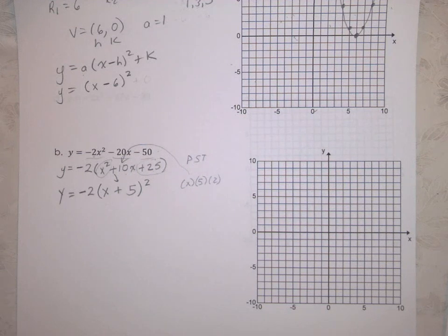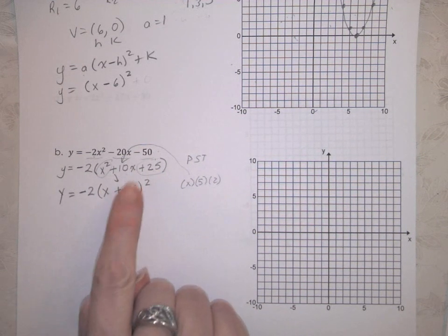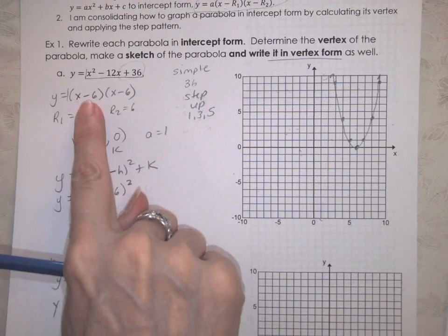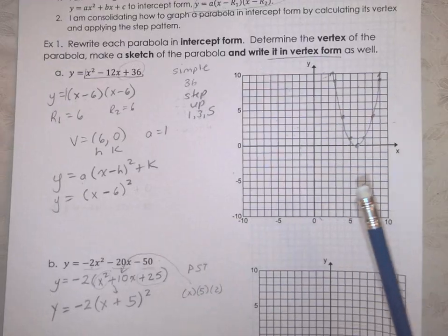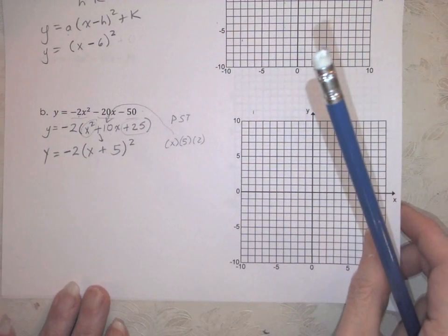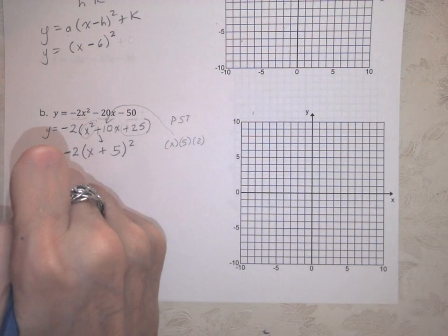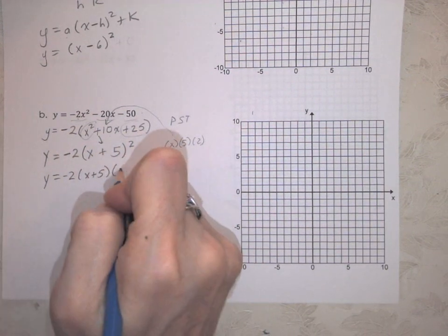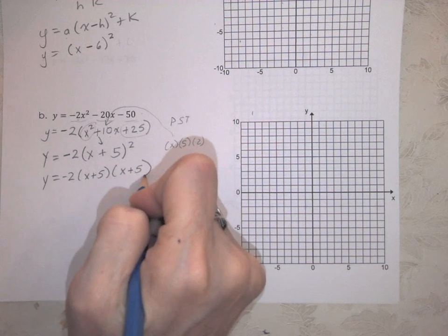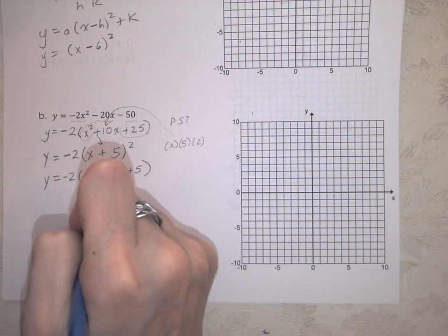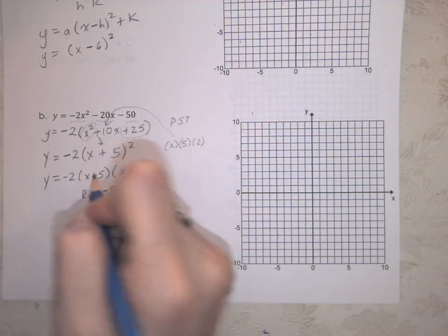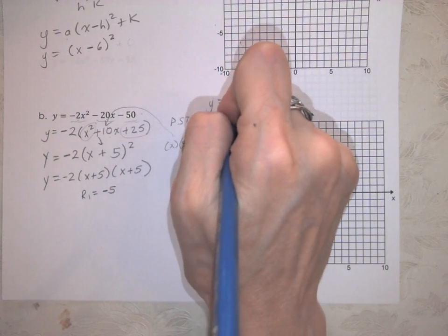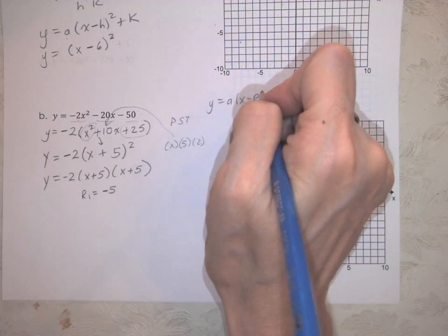If we hadn't noticed that and done a simple trinomial inside, we would have got x plus 5 times x plus 5. Much like up here, we got x minus 6 times x minus 6 by treating it as a simple trinomial. In either case, we still want to exaggerate it so it looks like intercept form. So we want to write this binomial out twice. And then that shows us that R1 is -5, because remember, there's a minus in the formula for intercept form.